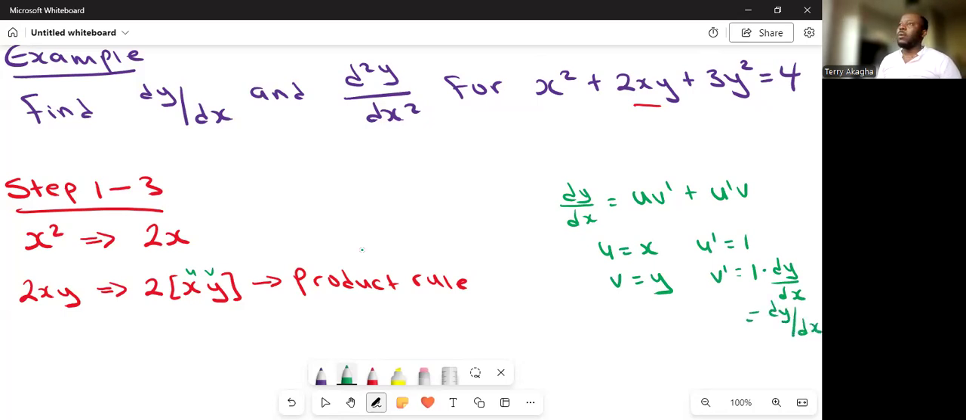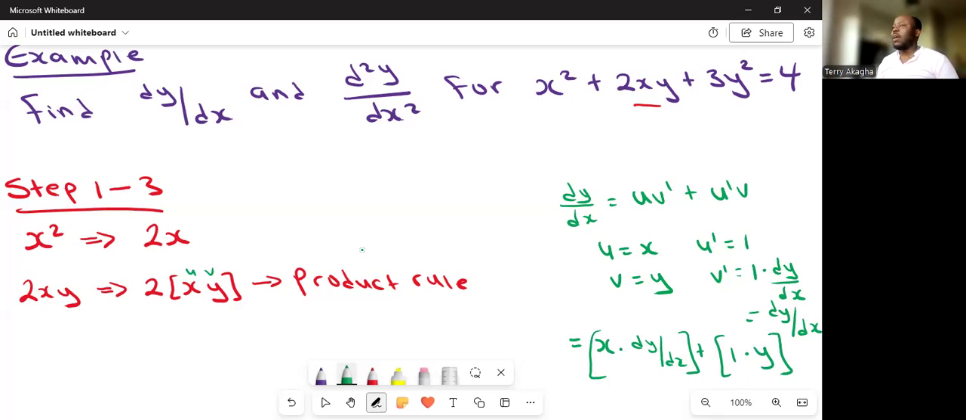All right, so we now apply the formula. We have u, which is x, multiplied by v prime, which is dy over dx, plus u prime, which is 1, multiplied by v, which is y. And that will be the answer for that.